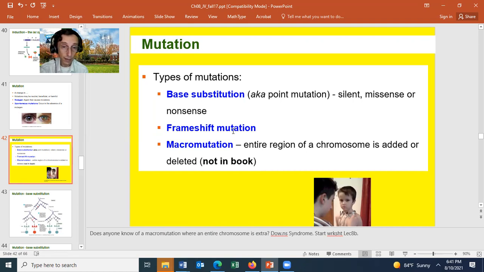and those are macromutations. There are regions of the chromosome that can be added or deleted, and those are not usually, well, it depends on the region, I guess. It could be lethal, but sometimes the patient can survive.